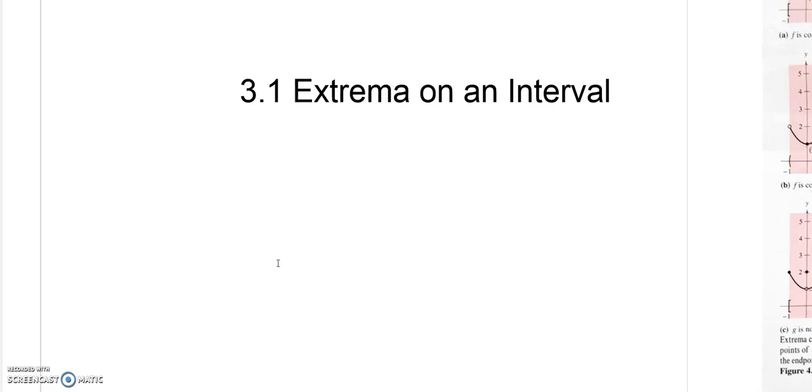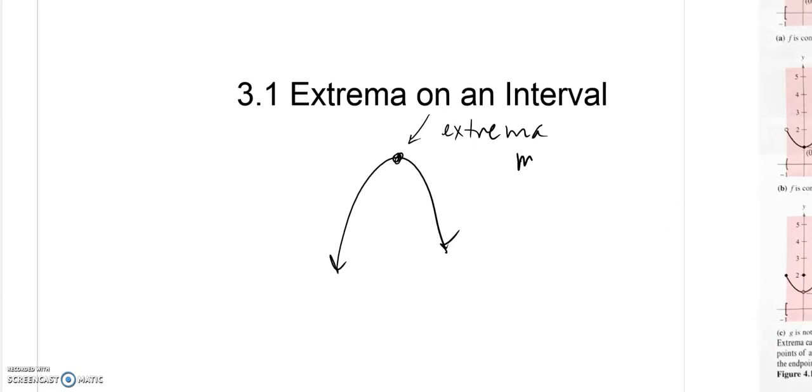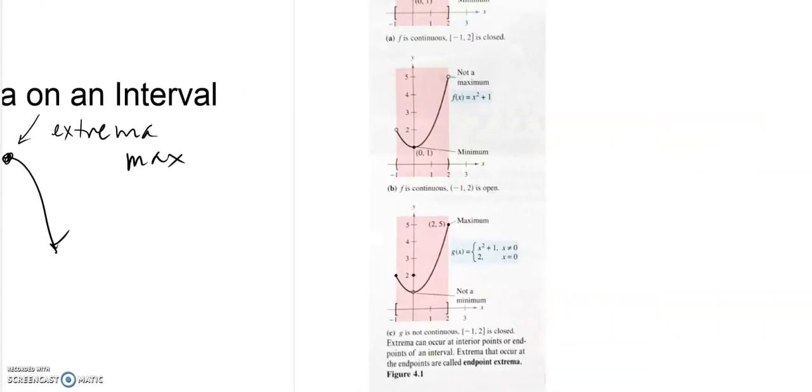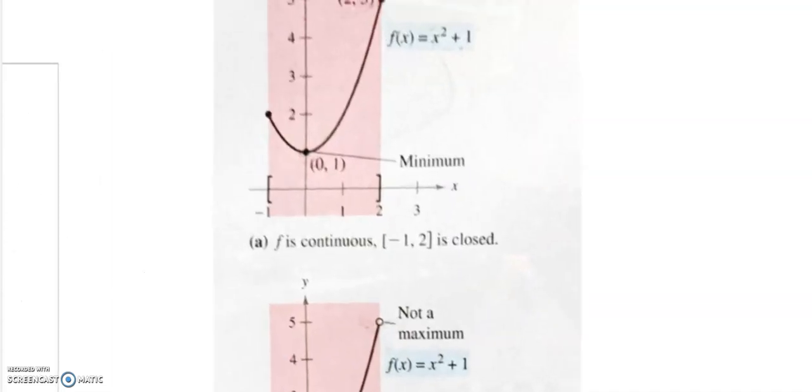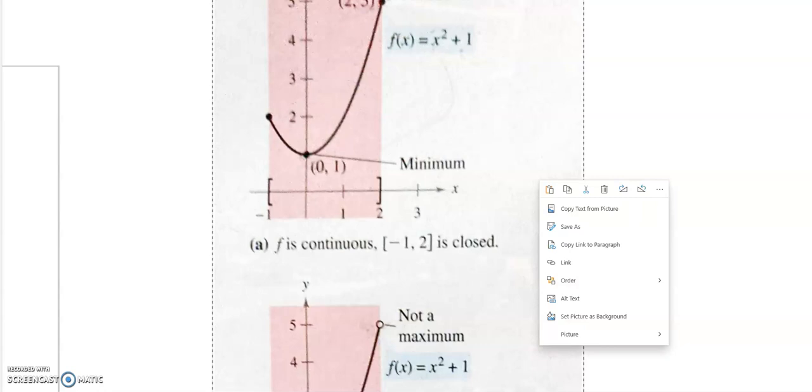So when you looked at quadratics, quadratics look something like this. Okay, that's a basic quadratic graph. This point right here, that's an extrema. In this case, that would be a maximum because it is the highest point on that graph. So that's what we're looking at. And these points where the extrema occur are called the critical points.